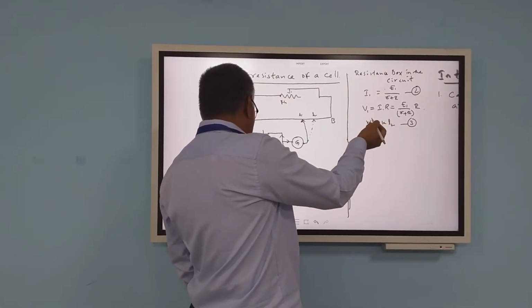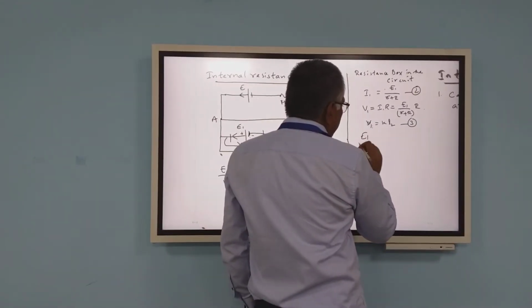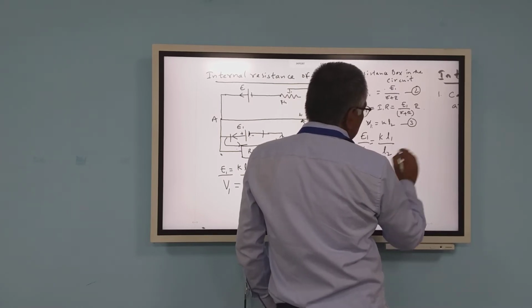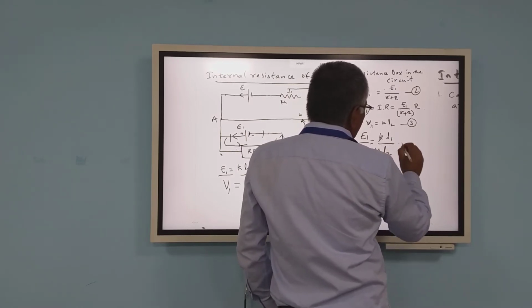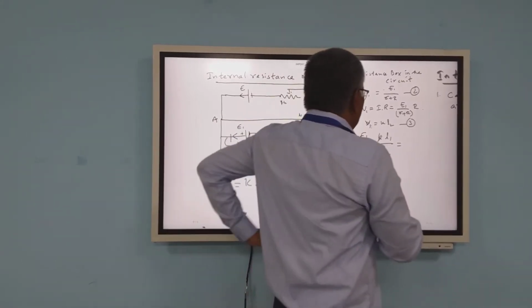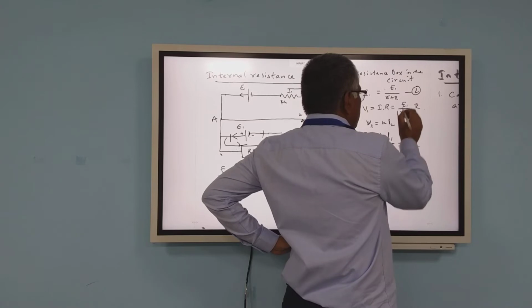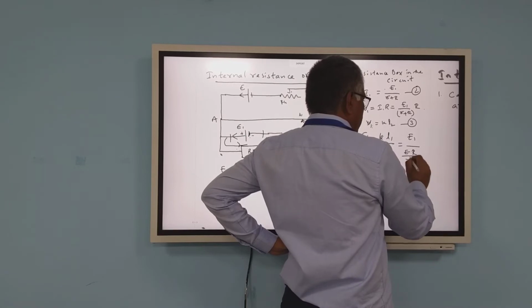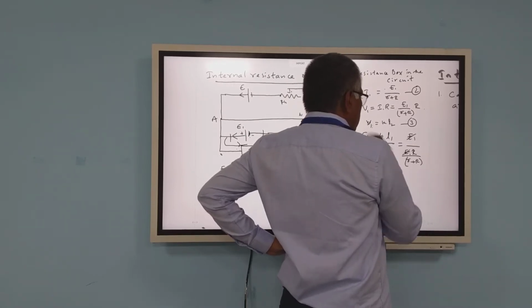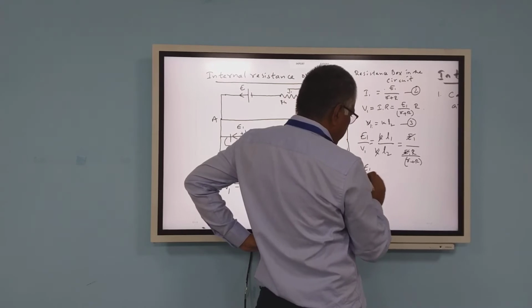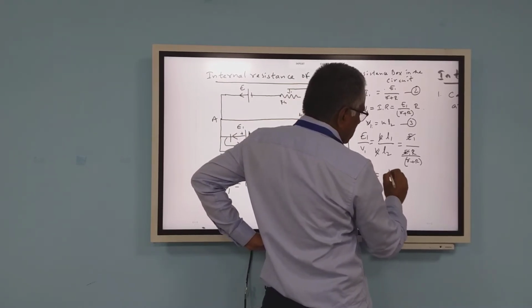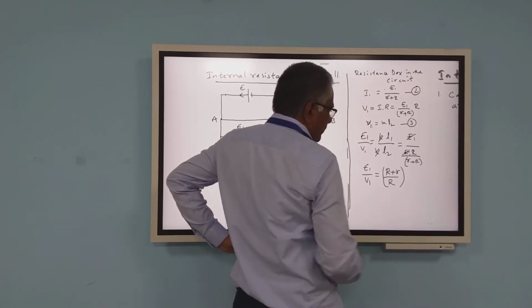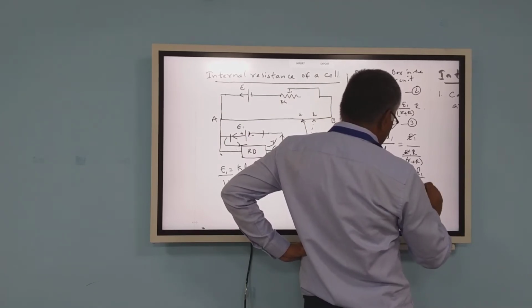E1 by V1 is equal to K L1 by K L2, which cancels, equal to E1 by V1. V1 is equal to E1 into R by (r plus R). E1 gets cancelled and goes to the numerator. So E1 by V1 is equal to (r plus R) divided by R, which is equal to L1 by L2.